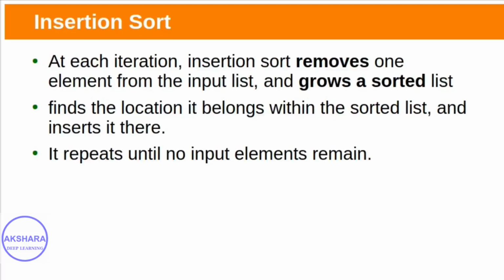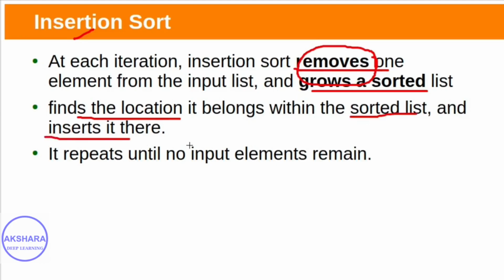We have seen bubble sort and selection sort. Now let us see insertion sort. Insertion sort removes one element from the unsorted list in each iteration and grows the sorted list. Insertion sort finds the location of this removed element within the sorted list and inserts it into its correct position. It repeats until the input is completed.